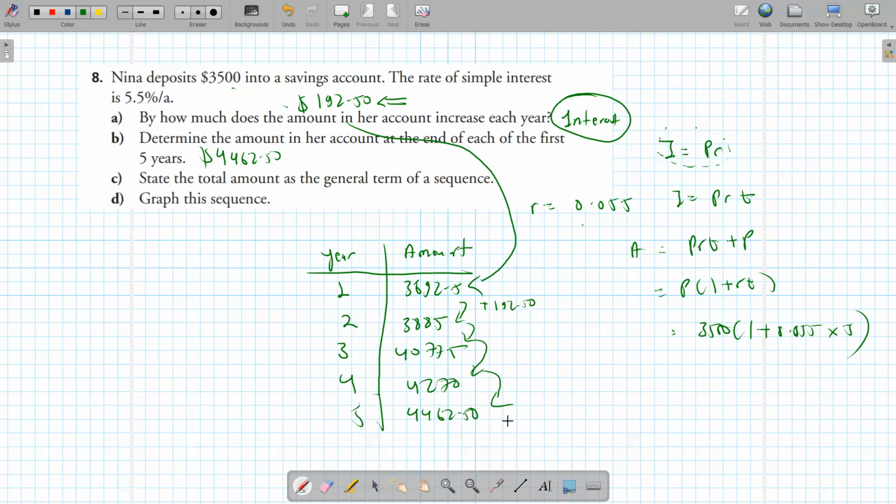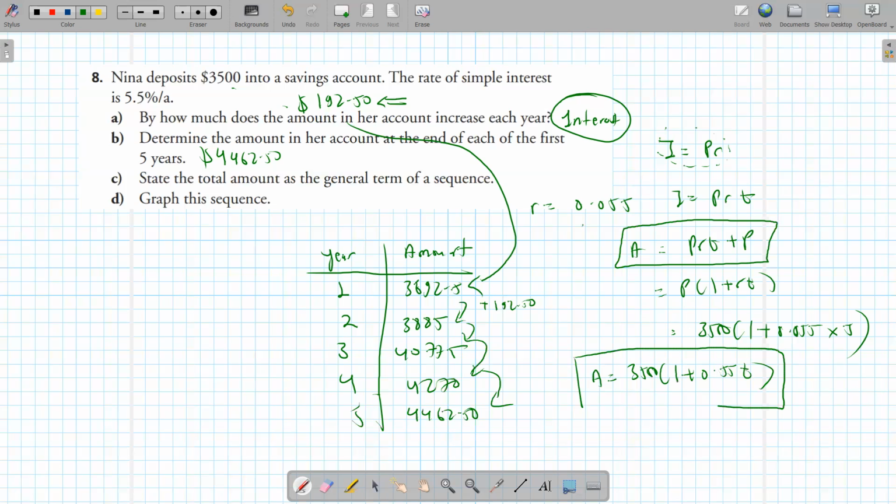Part C, state the total amount as the general term of a sequence. What does that mean? It just means this formula here, but we don't know what T is. So for that part, it's just going to be 3,500 bracket 1 plus 0.055T, and that's it. This will give you the amount after T years. It's a formula you can use to find the amount after any number of years, which is what they are asking us.